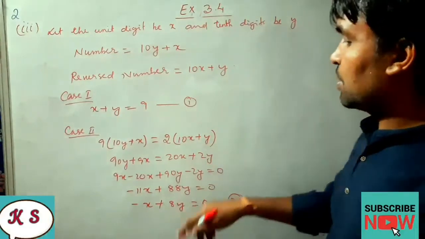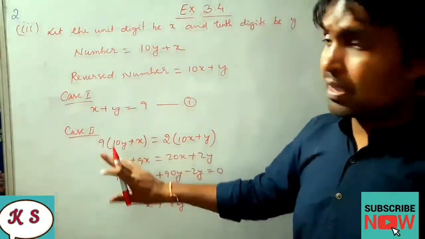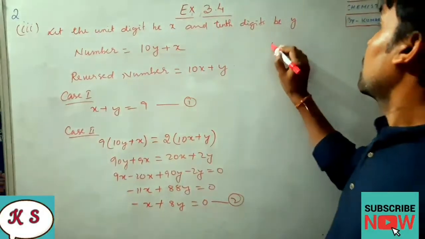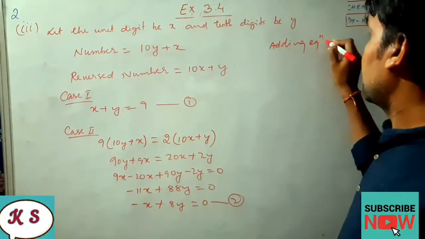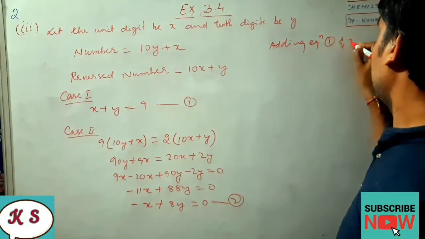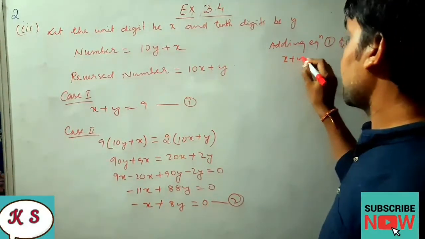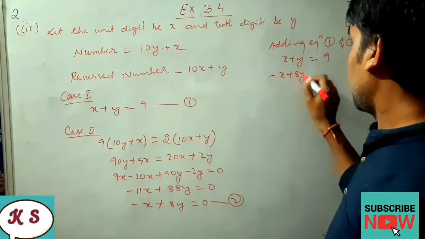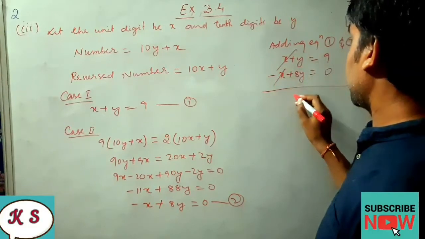So we'll write it, because see, in 1 it is x, minus, and here x is plus. So no need to multiply. Both are already equal and the sign is also opposite. So add it. So adding equation 1 and equation 2. When we add equations 1 and 2, x plus y is equal to 9, minus x plus 8y equal to 0. So this one and this one get cancelled.